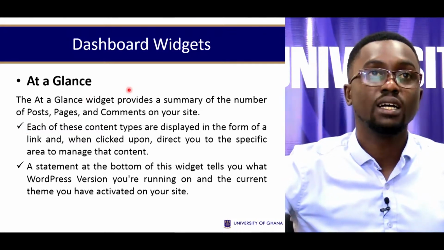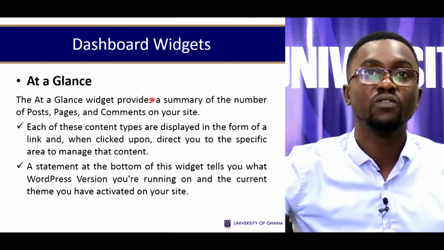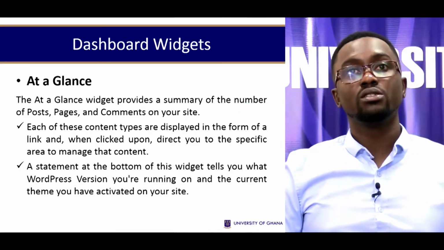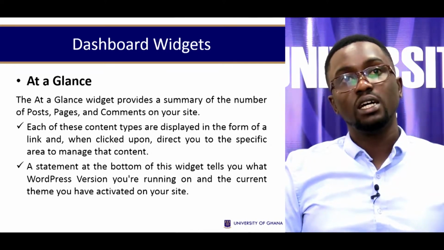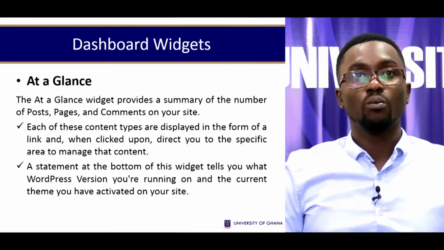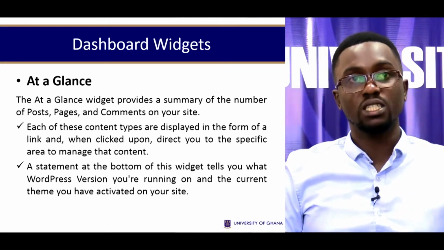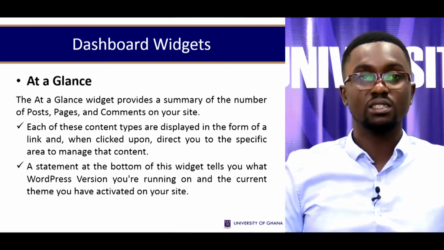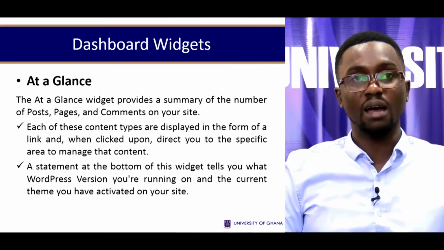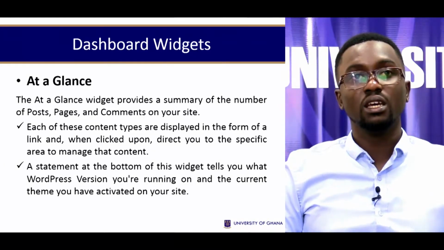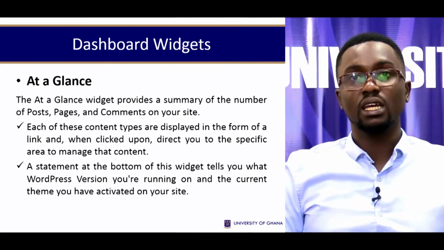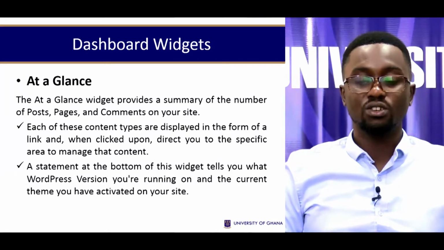Now the widgets on the dashboard. At a glance, the widget provides a summary of the number of posts, pages, and comments on your website. Now each of these content types is displayed in the form of a link, and when clicked upon, directs you to a specific area to manage that content. It makes website management and content update very, very easy. Now, a statement at the bottom of this widget tells you what WordPress version you're running and the current theme you have activated on your site.